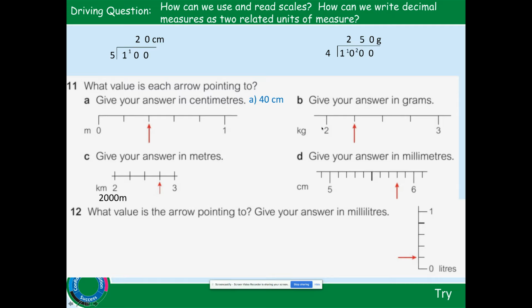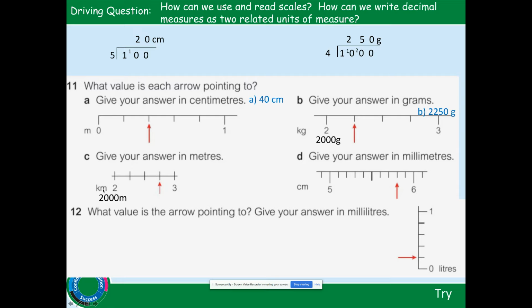But we didn't start at 0. So be careful with these scales. We started at 2 kilograms, which is 2,000 grams. So we've got 2,000 plus the 250. So we've got 2,250 grams.